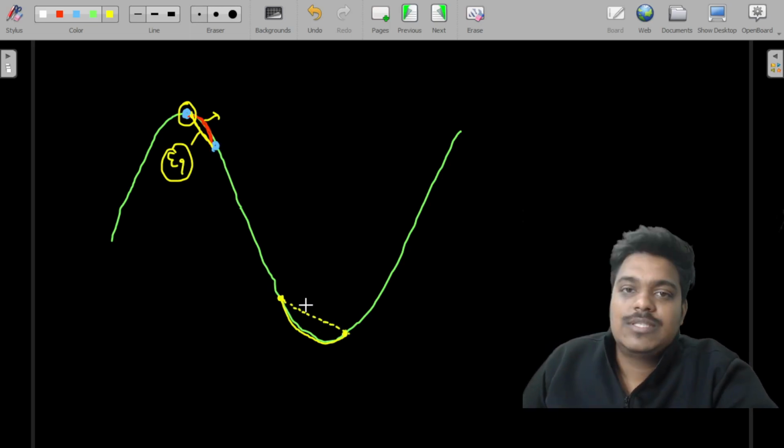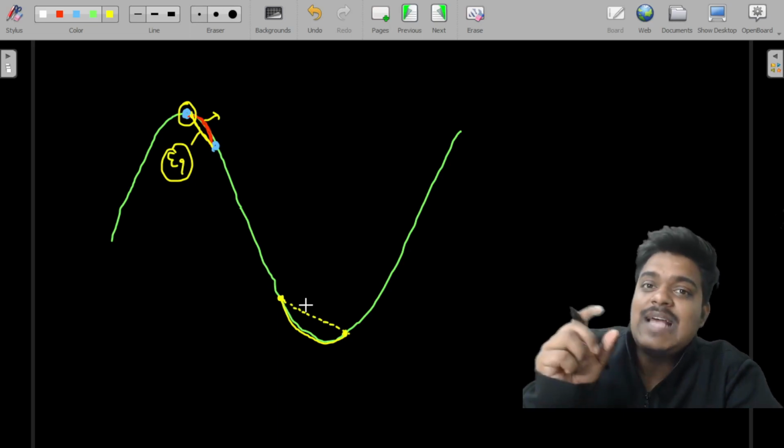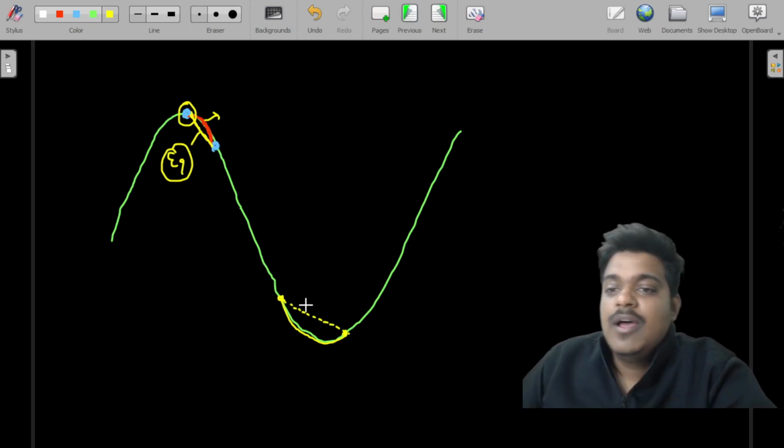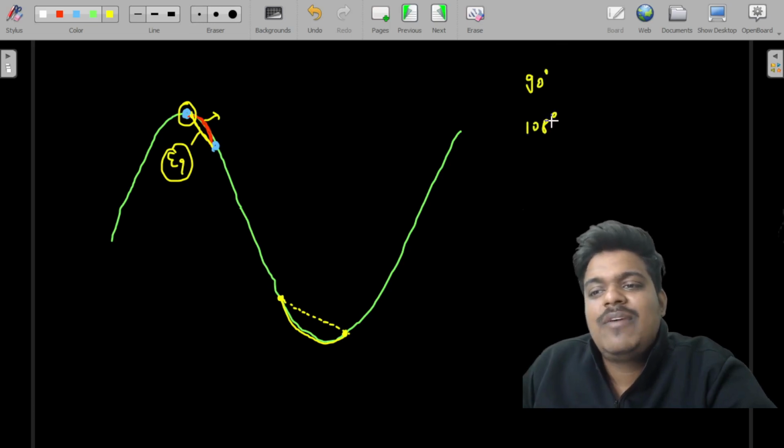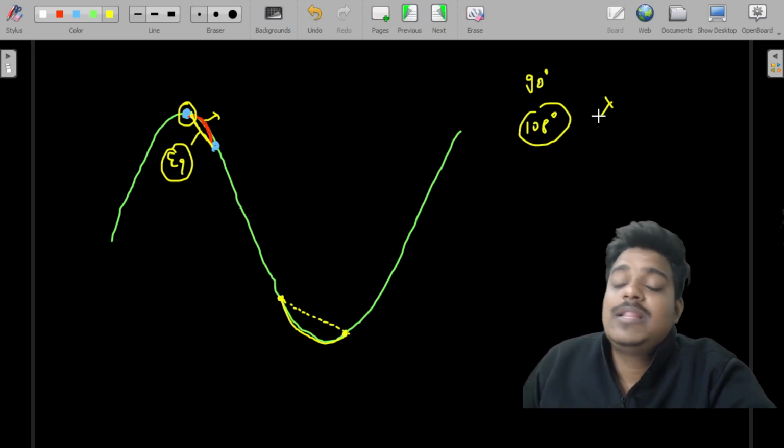So we cannot do this thing, because when the value is high, the value is too far. So we are linear approximating at 90 degrees, and I am asking you to calculate the value of 108 degrees. It is not possible. That will not be accurate.